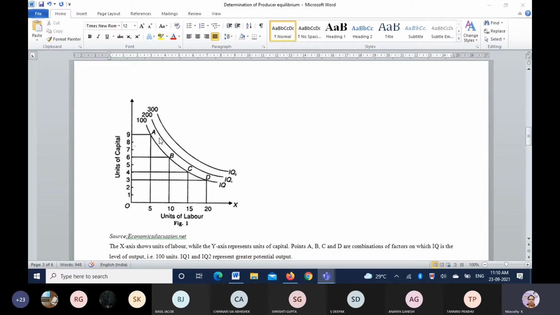So A, B, C, D are different combinations of capital and labor inputs which can be used in the production process. But as they are on the same isoquant curve, they will all produce 100 units of a particular product. Here the choice is not based on preferences but on our capacity. If you choose A, you use more capital and less labor. If you belong to a country or region where capital is cheaper and labor is costlier, you can go with this combination.